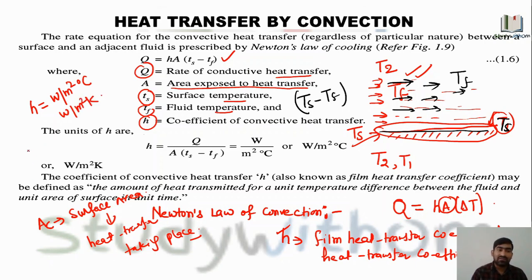But thermal conductivity unit is watt per meter degree Celsius or watt per meter Kelvin. So do not get confused in the units of K and h. h is watt per meter square degree Celsius or Kelvin, and K is watt per meter degree Celsius or watt per meter Kelvin.